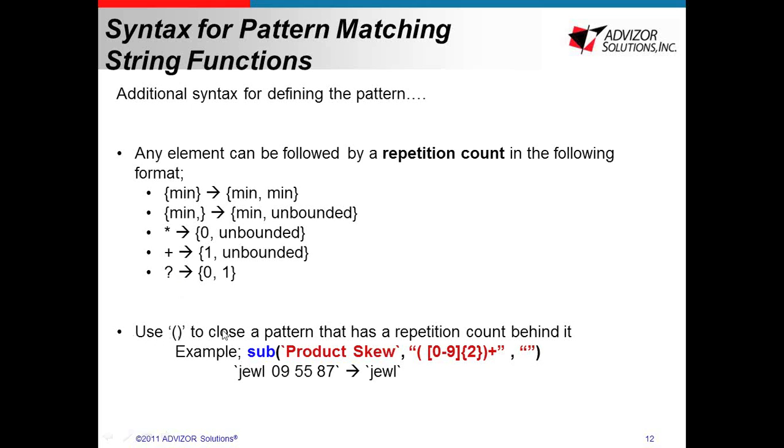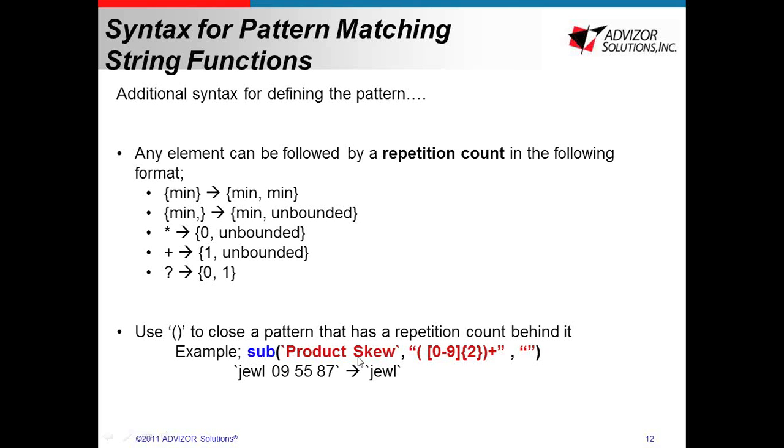And you can use parentheses around the whole pattern that you're matching if the whole pattern has a repetition, and put the repetition count behind that. So for this example, maybe the product SKU has some letters and then a series of numbers, and maybe the numbers don't really mean much to you and you just want the letters. So what you can do is use repetition to get rid of the numbers.